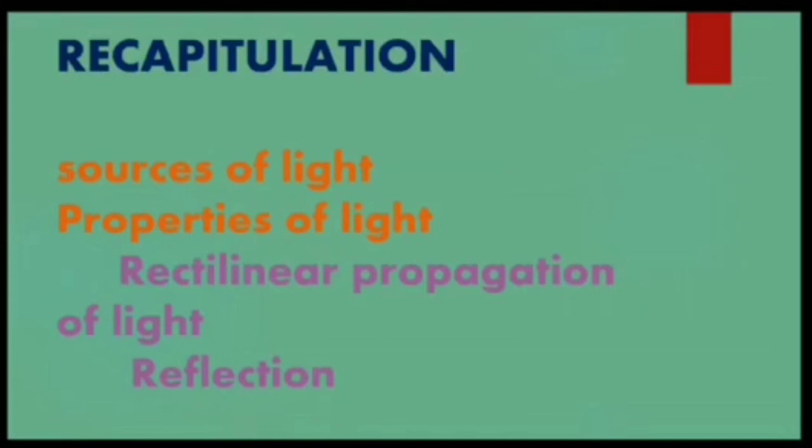Next we have seen about reflection. When light falls on a shiny surface, it bounces back. This phenomenon is called reflection. Then finally we have seen about the laws of reflection. What is the first law of reflection? Angle I is equal to angle R. The second law is the incident ray, the reflected ray, and the normal lie on the same plane.